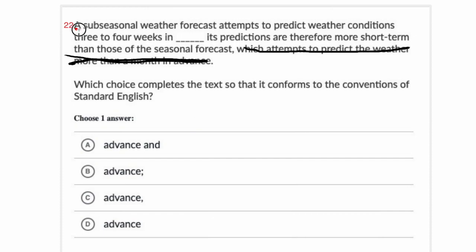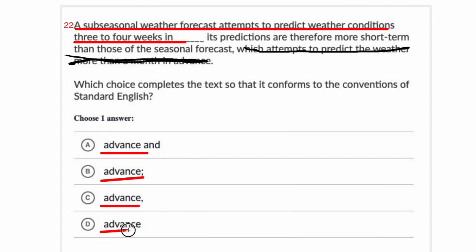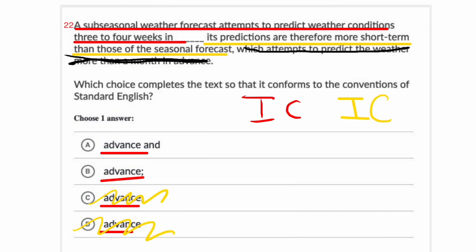This is a boundaries question, and so we've got an independent clause up to and including the word advance. And then we've got a second independent clause: its predictions are more short-term than the predictions of the seasonal forecast. So that's another independent clause. Frustrating. Okay. So we need more than just a comma. So C would result in a comma splice. We definitely need some punctuation.